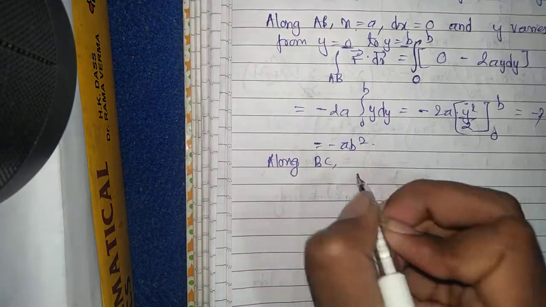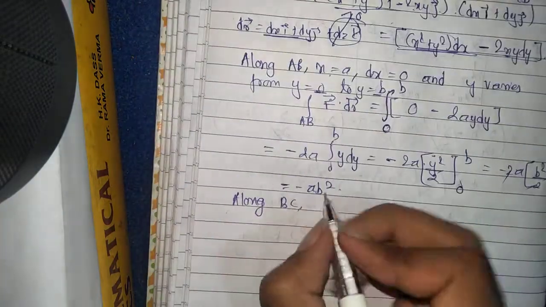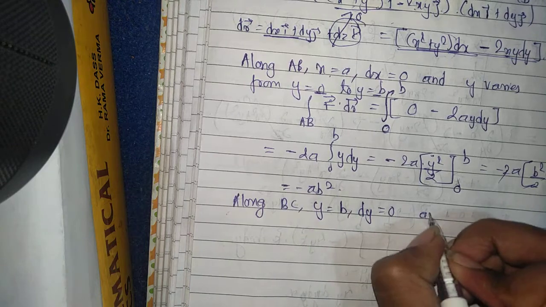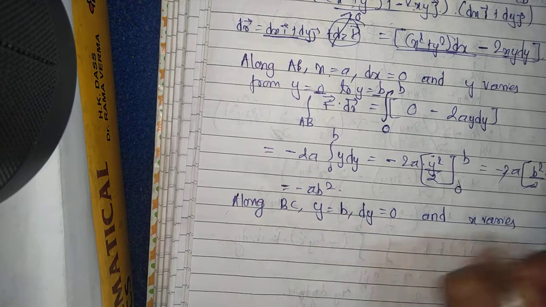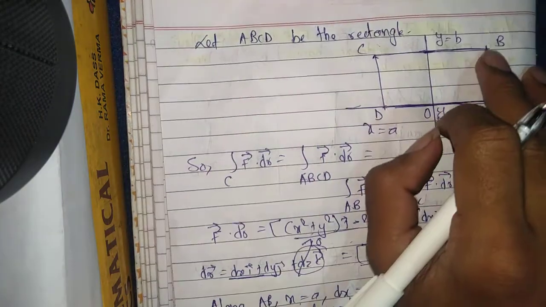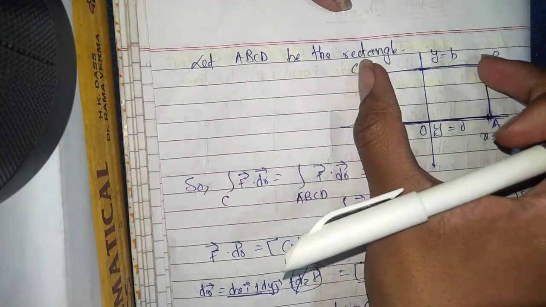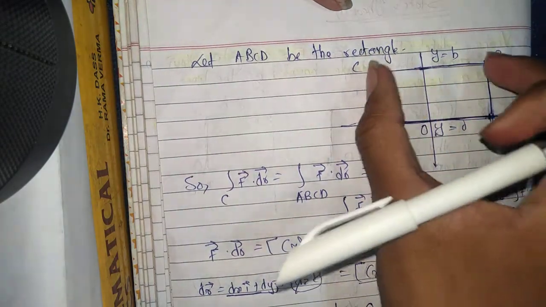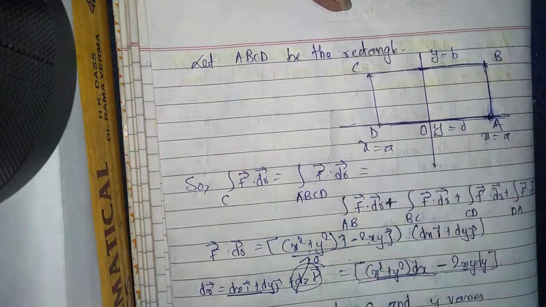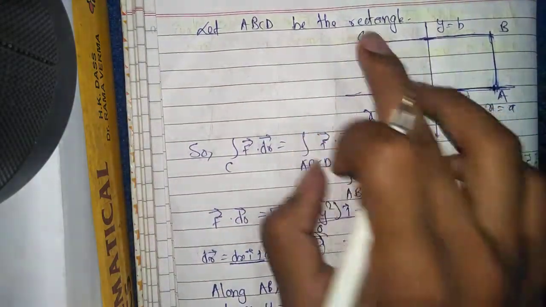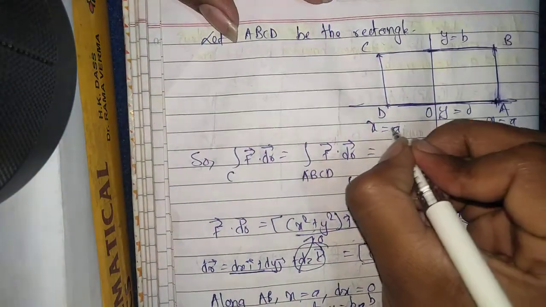Similarly, along BC we have the line given by the equation y equals b. So y equals b, so dy is also equal to 0, and x varies from, for the line BC, x equals a, meaning from this line to that line. So x varies from x equals a to x equals minus a. This line is x equals a, and the other line CD is x equals minus a.